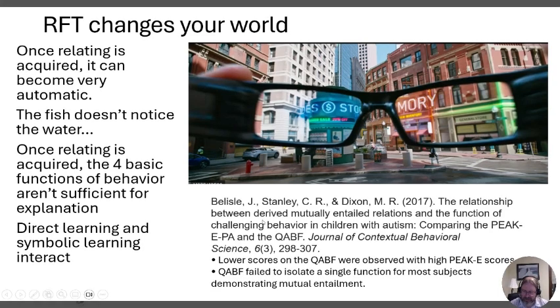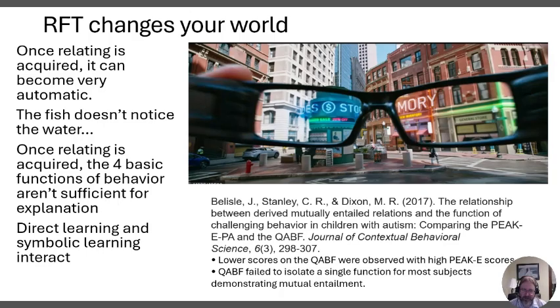So RFT comes and it changes your world. And we still have those other basic processes. We still have Pavlovian conditioning. We still have operant conditioning. But they interact and it changes them. We still have those 4 basic functions of behavior, right? So getting tangibles and sensory and avoiding or escaping demands. But once relating is in place, it changes it, and we can't predict as well what people are going to do based on those four basic functions. We need to account for the impact of relational responding, right?